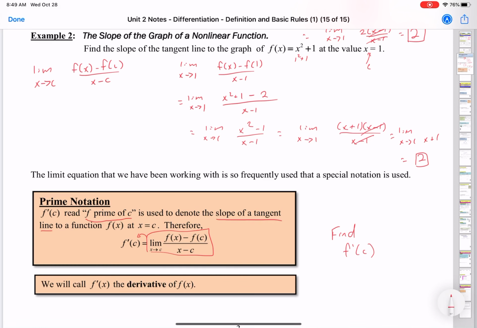And we use that so much it has its own name. We call that a derivative. F prime of x is the derivative of f of x. And we will be working with derivatives pretty much the rest of the school year. So this is a very, very big, important topic in AP Calculus.